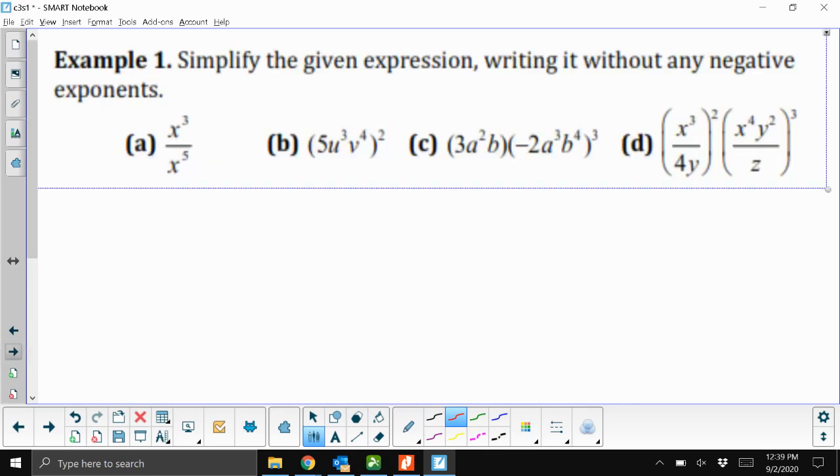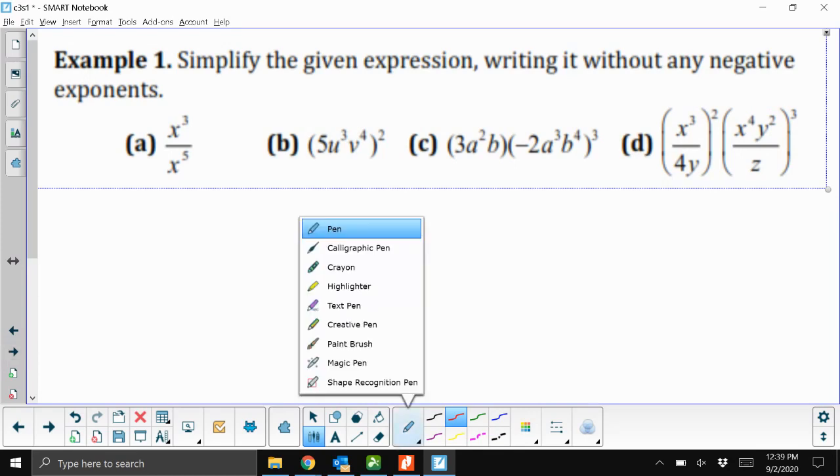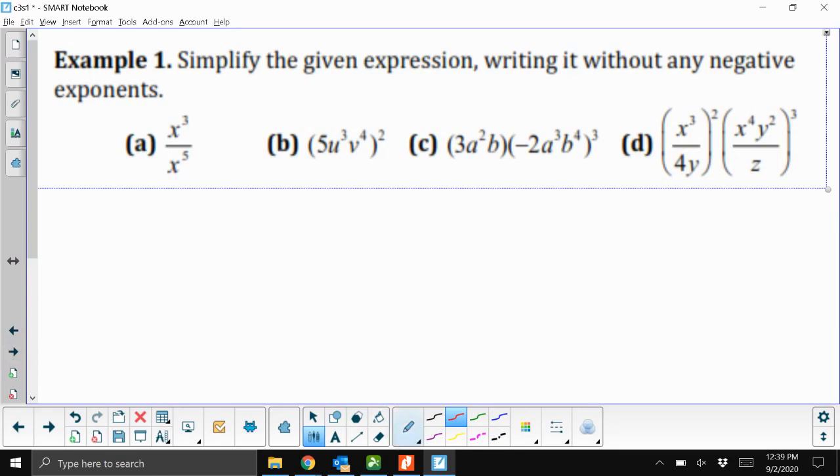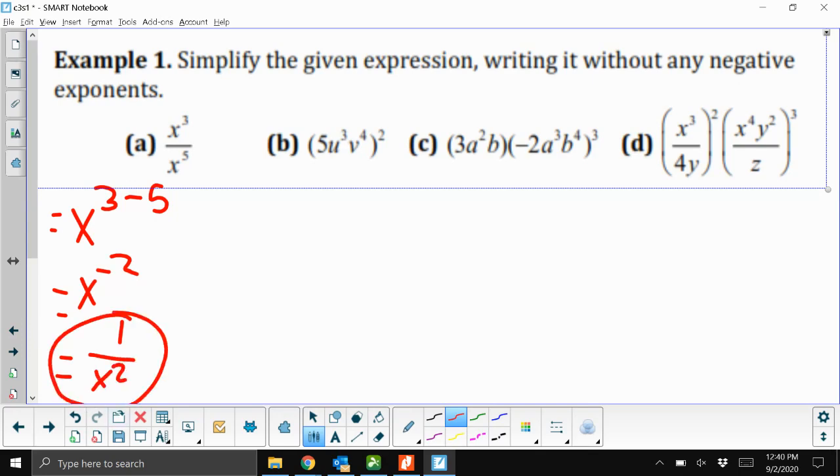All right, so let's just jump into a few examples here and make sure we feel confident about these topics. So let's take a look at A. So we have division, right? So that means we got to go 3 minus 5. That gives us x to the negative 2. Now we don't want negative exponents, so what we're going to do here is move it to the denominator to make it positive. So that would be our final answer.